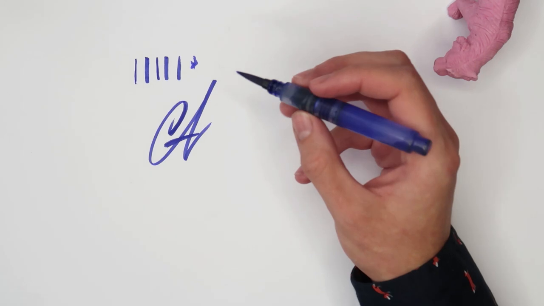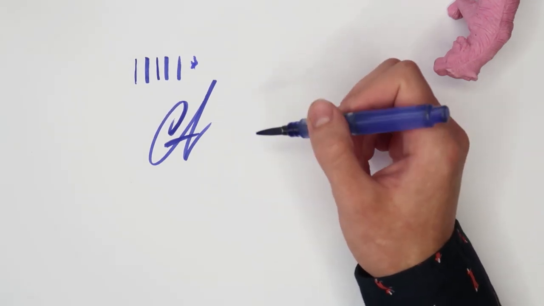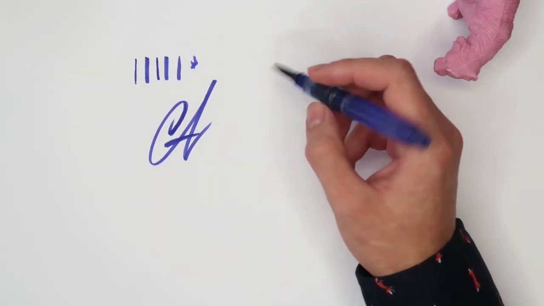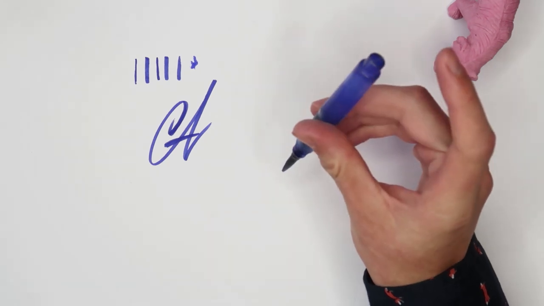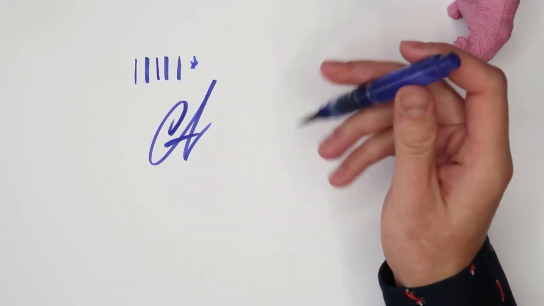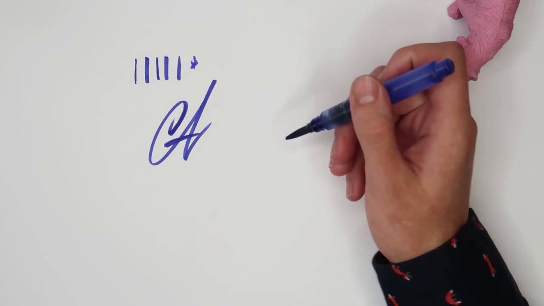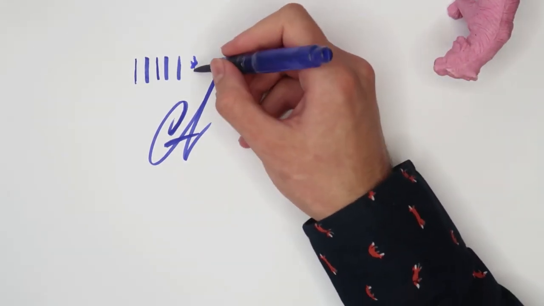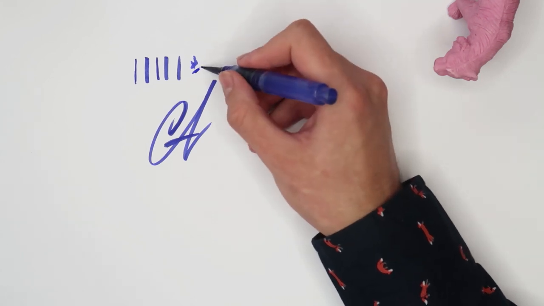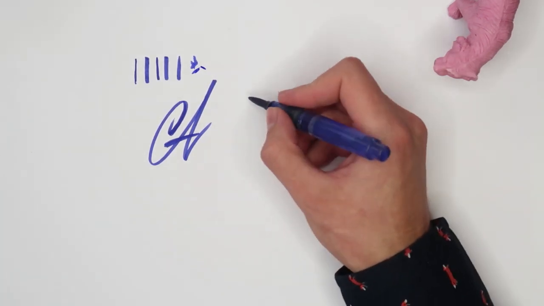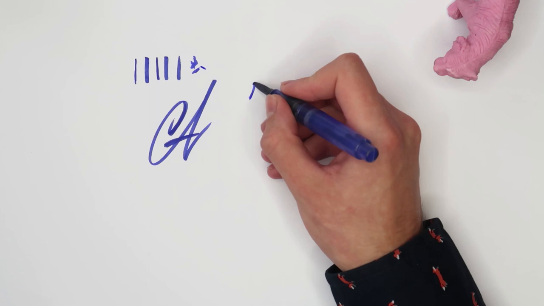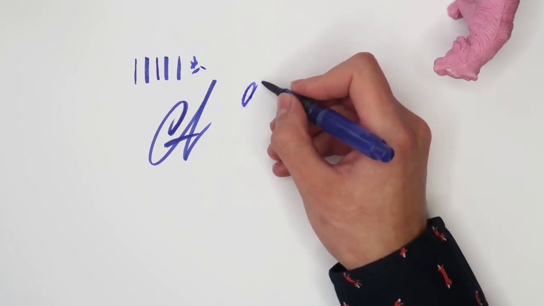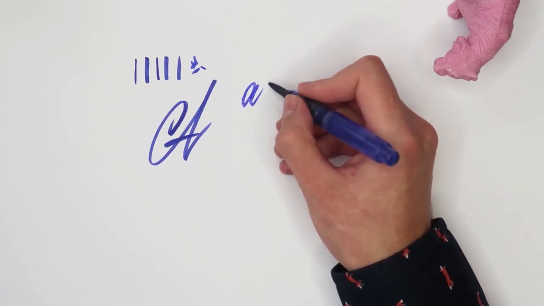Okay, the next one is this brush pen from AliExpress. It's pretty cheap, and you need to get the ink inside this container here, and then put a little pressure to get the ink to the tip of your brush and start drawing. You can draw some nice stuff like this.